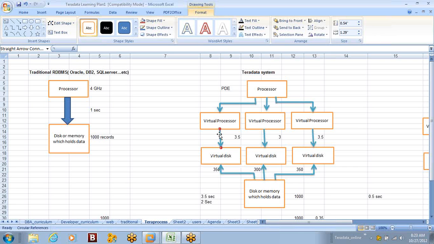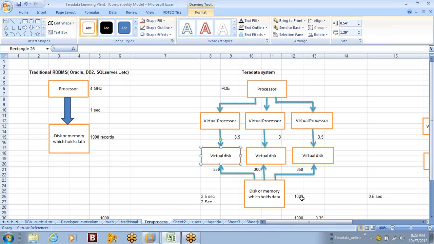There is a dedicated communication plan across each virtual disk and virtual processor pair. Okay. Each virtual processor can run independently on its portion of virtual disk. There is no dependency between these processors because they have their own virtual disk associated with it.